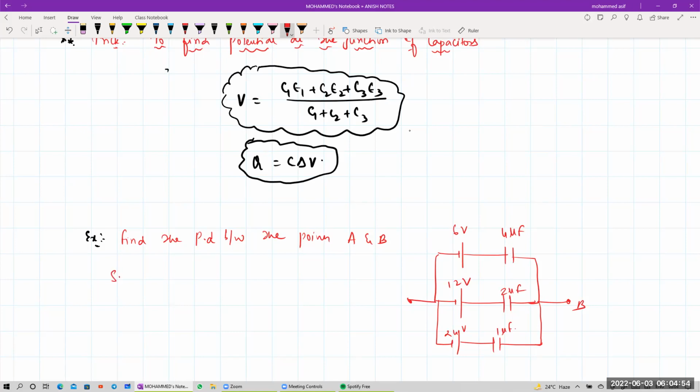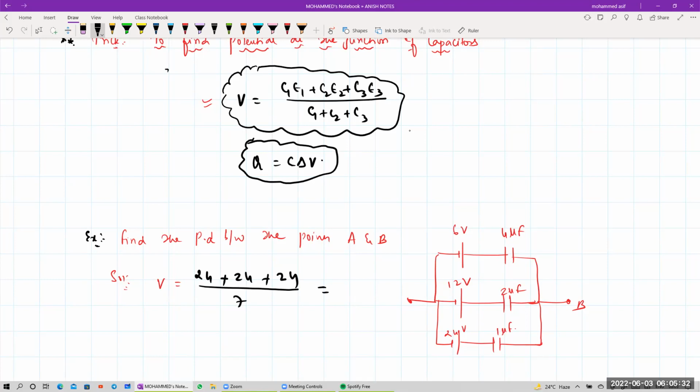Isn't it? So what will be the answer? Can you try it with the above formula? V is equal to C1 E1 and so on. The first one is 6 volt, so 4 into 6, 24, plus 12 into 2 is 24, plus 24 ones are 24, divided by C1 plus C2 plus C3. That is 4 plus 2 plus 1, which is 7.